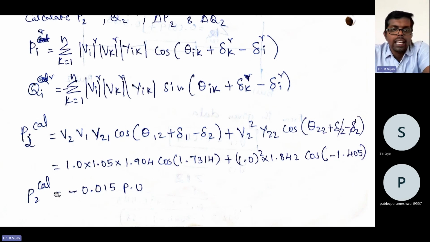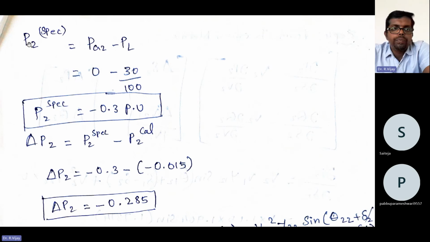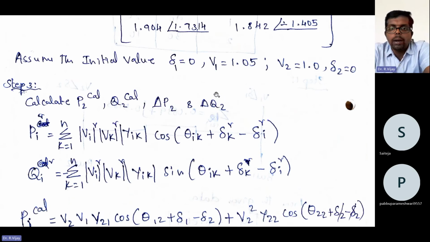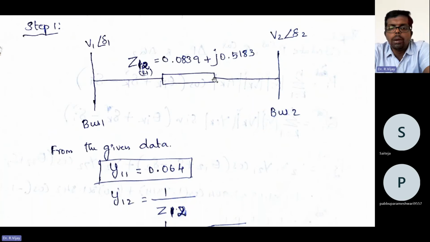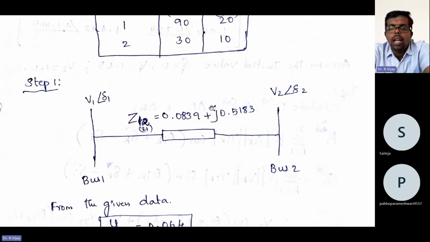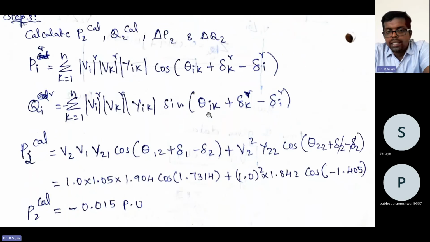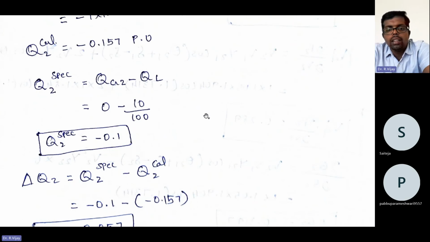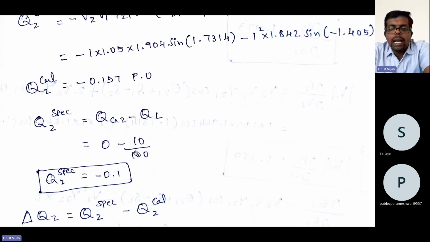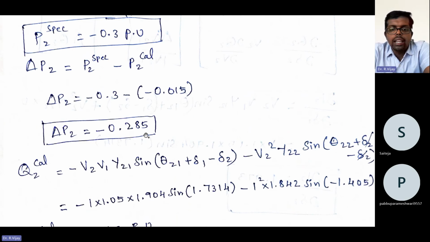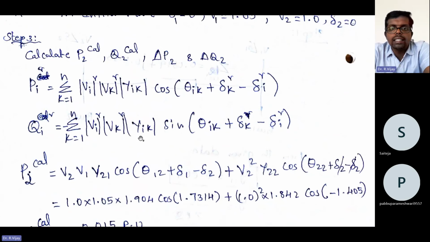Next, similarly, P2 specified value is equal to Pg2 minus PL. The Pg2 value is not mentioned in the problem. If you go back to the problem, the P2 value is not specified, so that is 0. Anything not specified, you directly take as 0. Minus QL, and QL is specified.